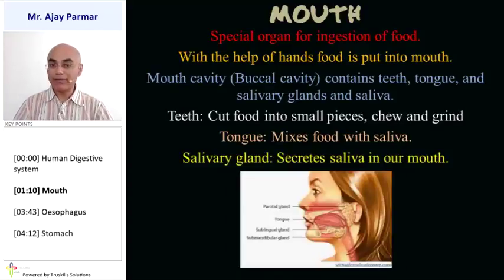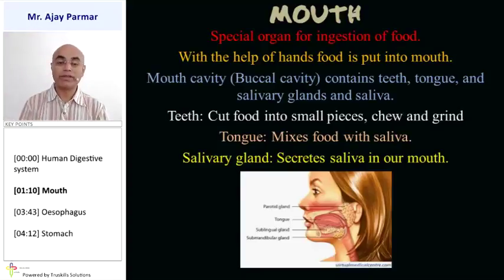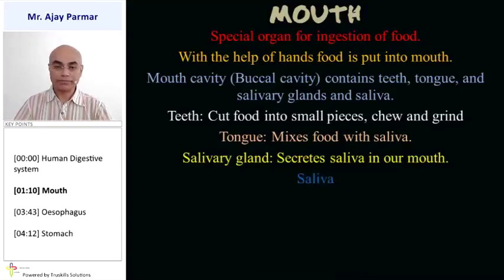And then we have the salivary glands, which secrete saliva in our mouth. We have 3 different positions of salivary glands. Number 1, the parotid gland, which is located in the back portion of our mouth. Then the sublingual, just below the tongue. And then the submandibular, located somewhere around over here in the inner part. These are the salivary glands that we have, which secrete saliva.